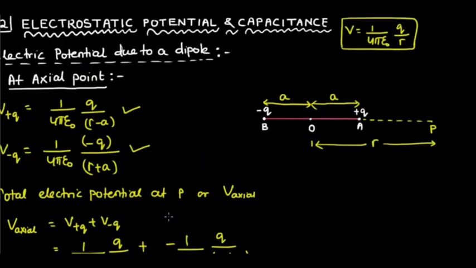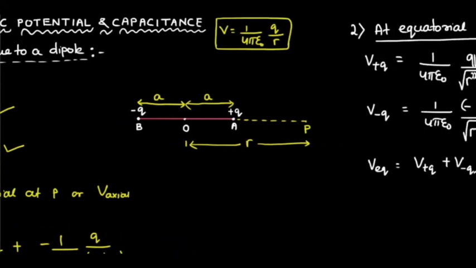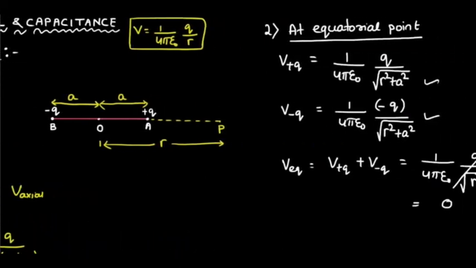In the next class, I will derive the electric potential due to a dipole at any arbitrary point. Means the point is neither an axial point nor an equatorial point. The point is any arbitrary point, and from that formula we can derive the potential at the axial point as well as at the equatorial point. So we will derive that expression in the next class.